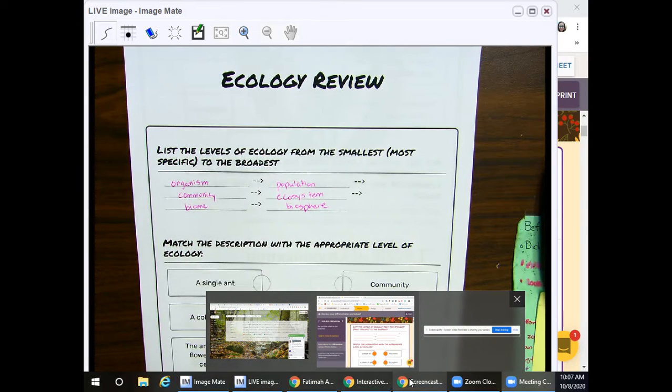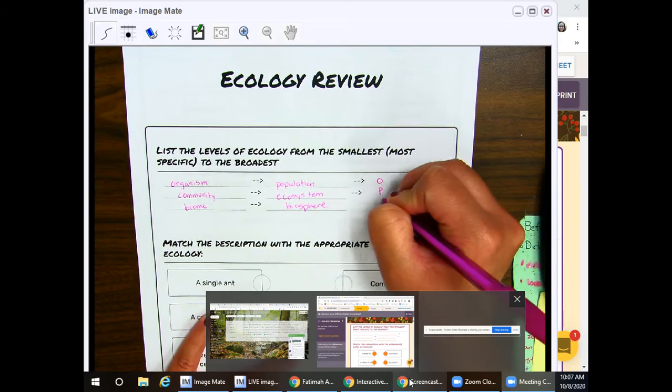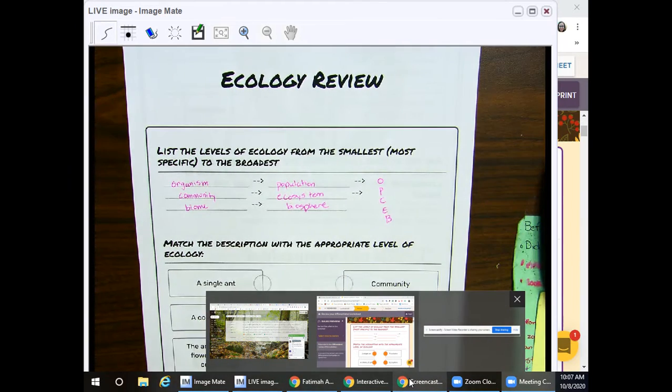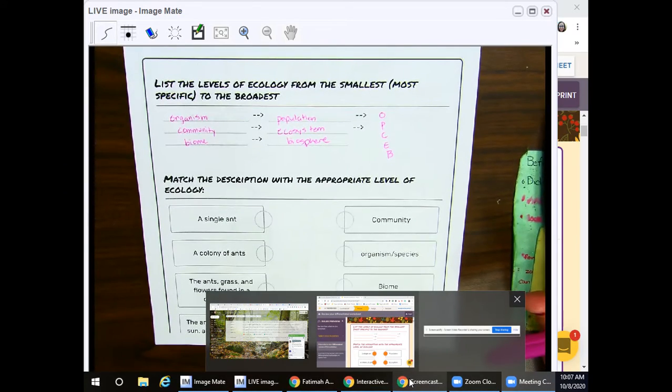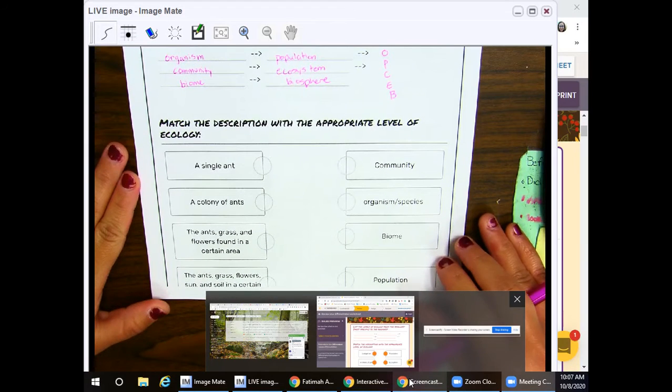If you need help to remember that, you could come up with another saying. I don't know one off the top of my head, but if you could come up with something to help you remember this for the test, I encourage you to do so. So we're going to match the description with the appropriate level of ecology.